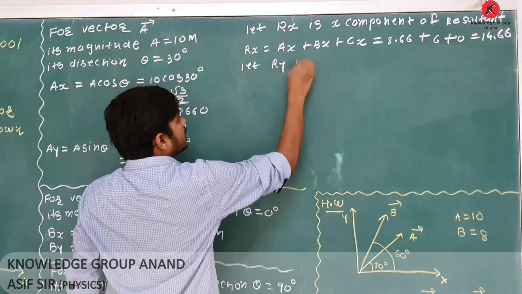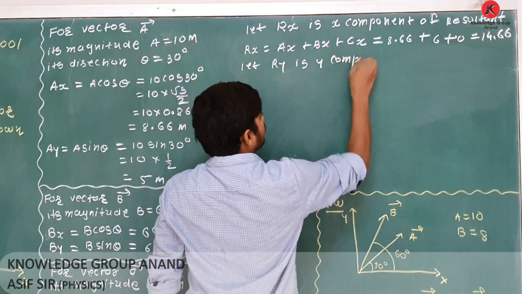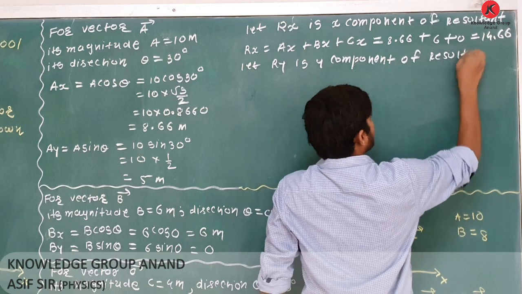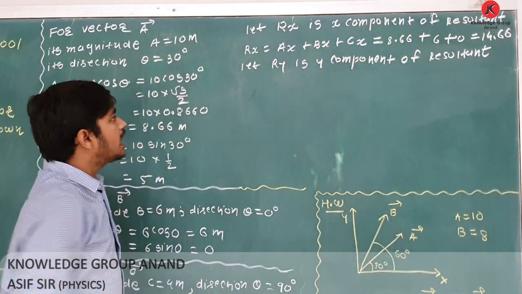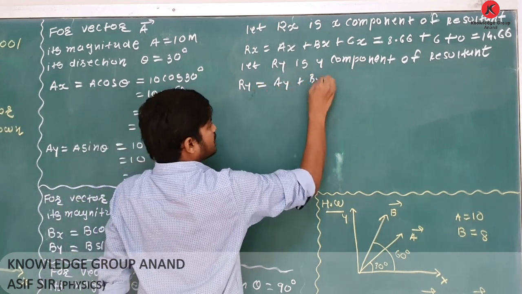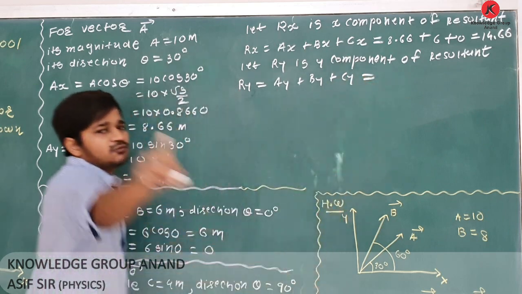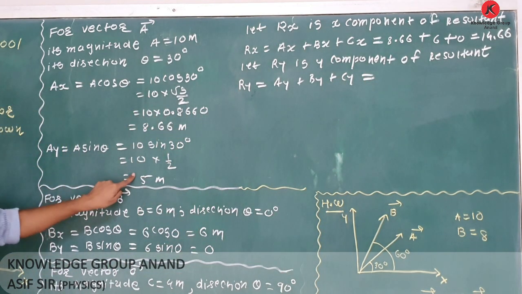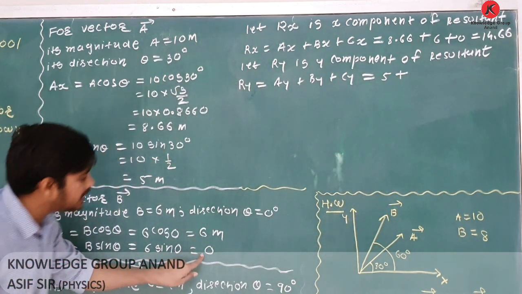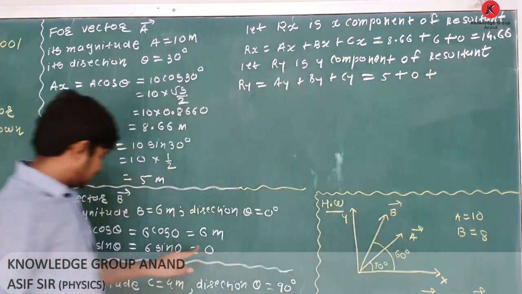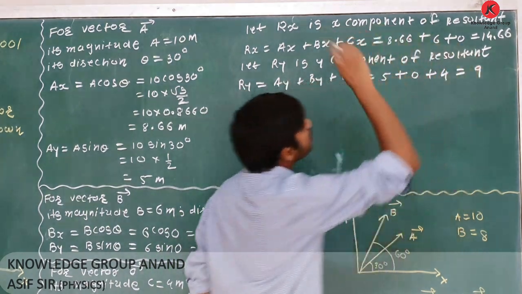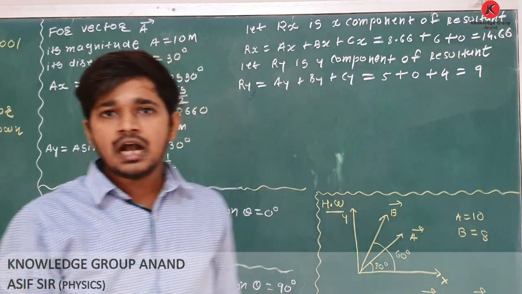Now similarly we can find Ry. Let Ry be the y component of resultant. Okay, then how to find Ry? Ry is equal to, what is the equation? Ay plus By plus Cy is equal to, see what is value of Ay? Here it is, Ay is equal to 5 plus what is value of By? Here it is, By, it is 0. Yes, it is 0 plus Cy is 4. Okay, 5 plus 4 is equal to, okay, so it is value of Rx and Ry.